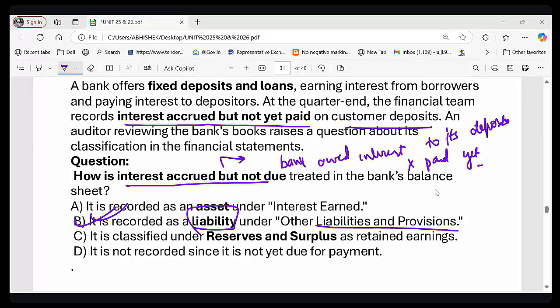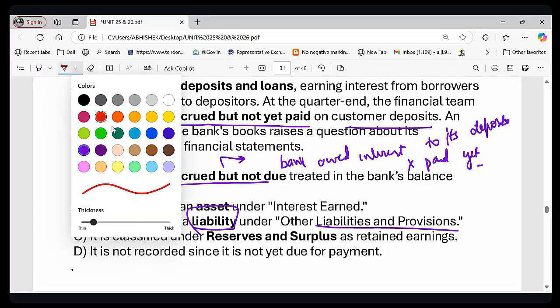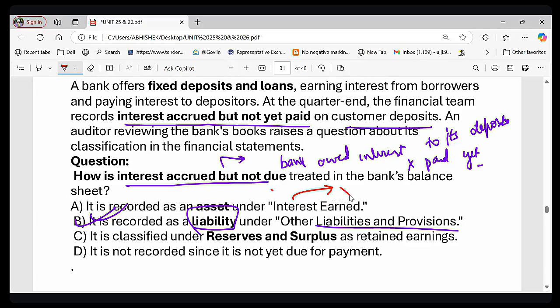Let's see option number A. Option number A says it is recorded as an asset under interest earned. So this is wrong. This is wrong because accrued interest payable is a liability, not an asset.